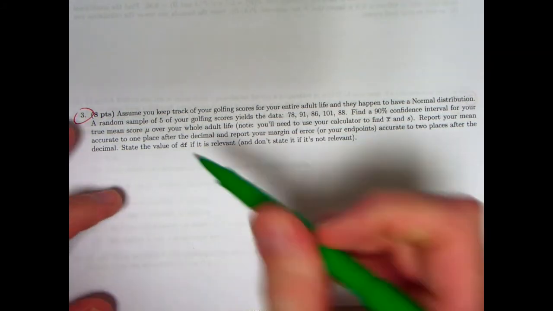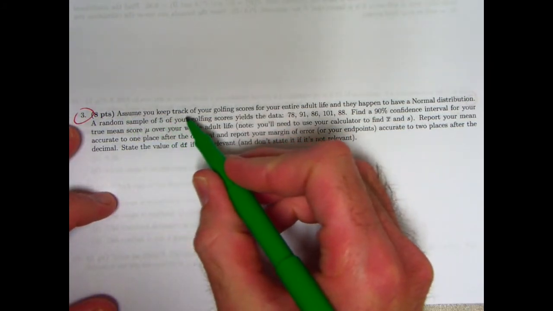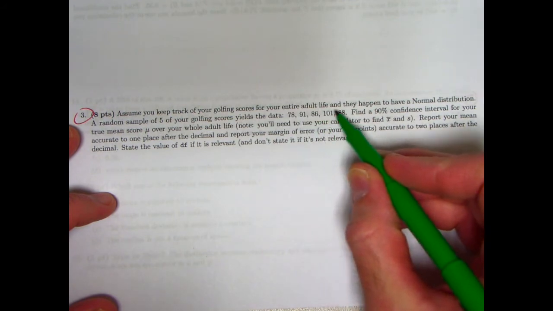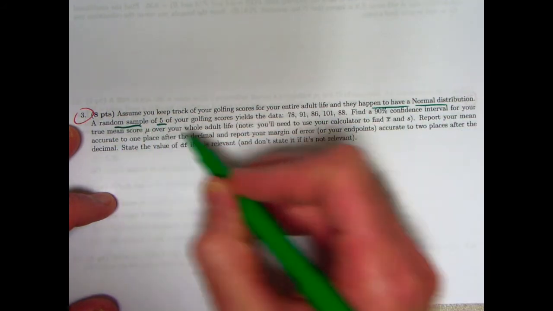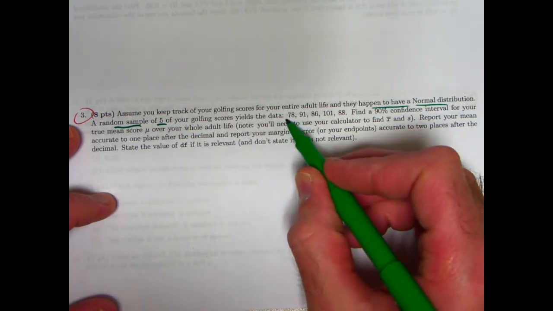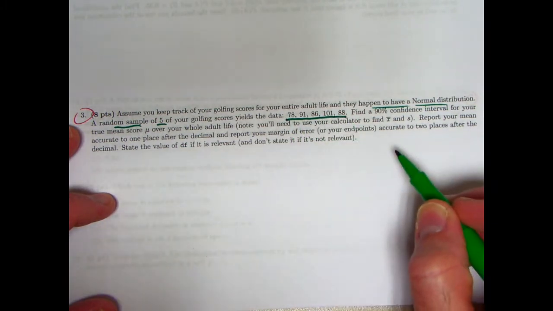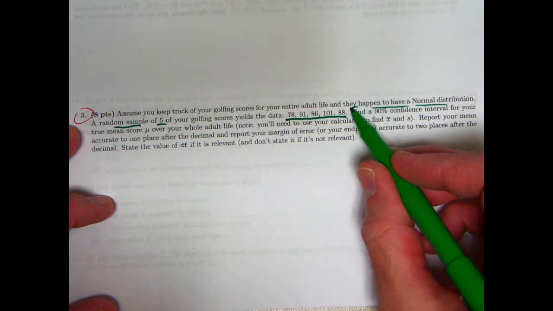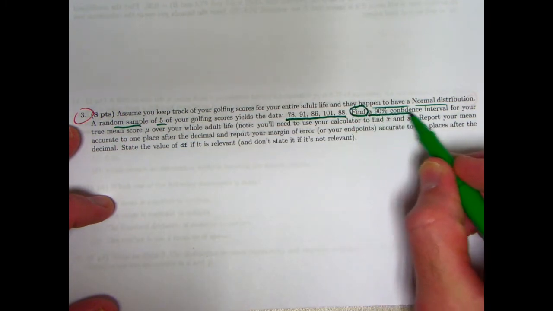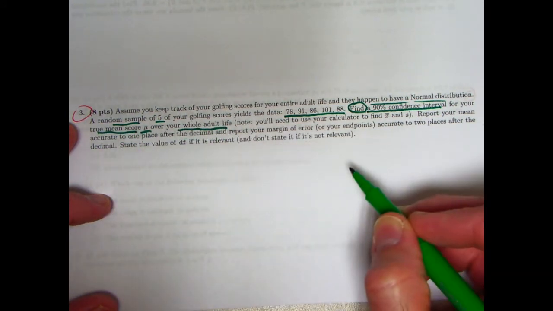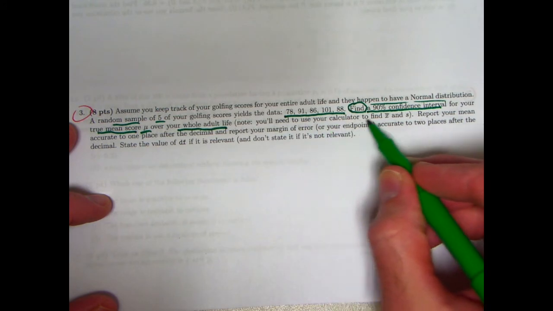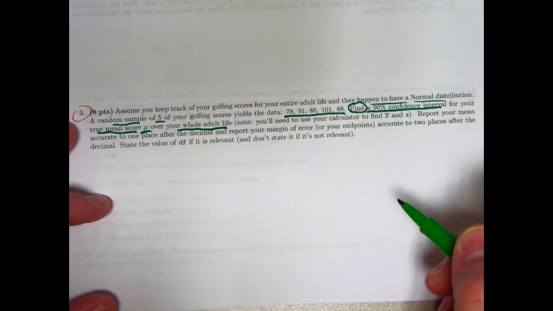So let's start by reading this problem. It says, assume you keep track of your golfing scores for your entire adult life and they happen to have a normal distribution. A random sample of 5 of your golfing scores are right here. The goal here, look for words like find a 90% confidence interval for your true mean score mu over your whole adult life. Note you'll need your calculator to find x bar and s, the sample standard deviation.